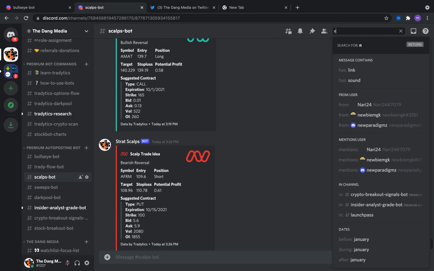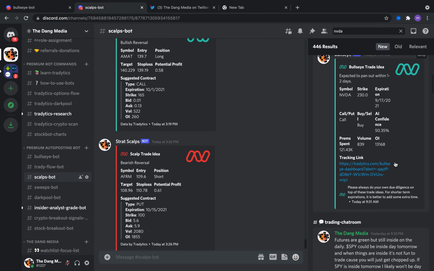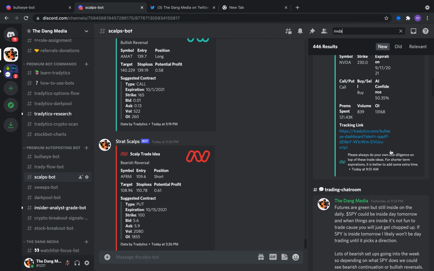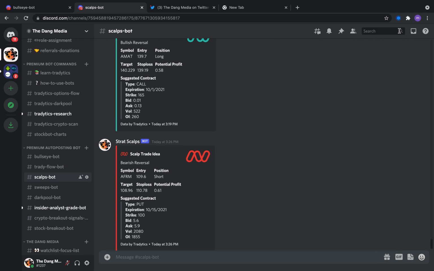get into. Another example, let's see, NVIDIA, large put sweep order. This was a trade idea, so there wasn't that much for NVIDIA today. But that's just how you can use those bots to check the flow for your stock.